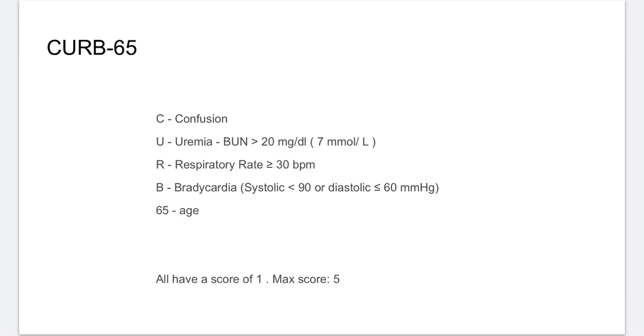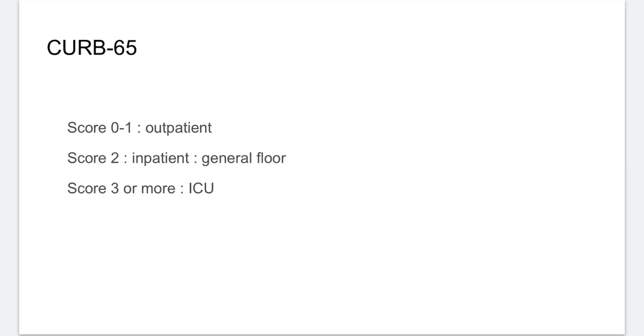65 stands for age. If the patient is 65 or more years of age, then he will get a score of 1. So combined, the max score is 5. If no criteria are fulfilled by the patient, then there will be a score of 0, which is the minimum score. If there is a score of 0 or 1, we manage the patient as an outpatient, give him oral antibiotics and send him home.